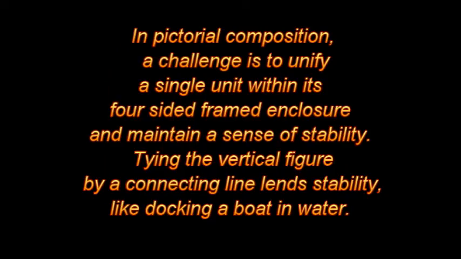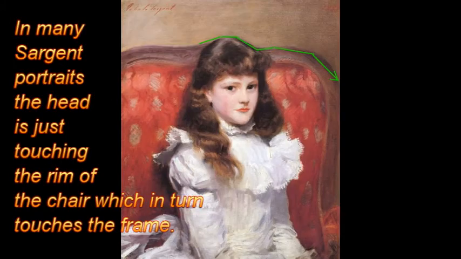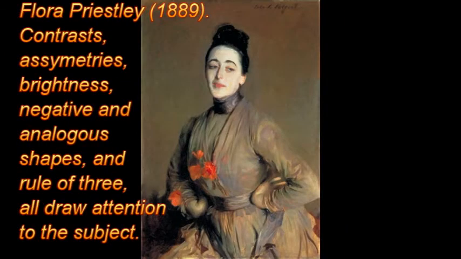In pictorial composition, a challenge is to unify a single unit within its four-sided frame enclosure and maintain a sense of stability. Tying the vertical figure by connecting line lends stability, like docking a boat in water. In many Sargent portraits, the head is just touching the rim of the chair, which in turn touches the frame. Contrasts, asymmetries, brightness, negative and analogous shapes, and the rule of three all draw attention to the subject.